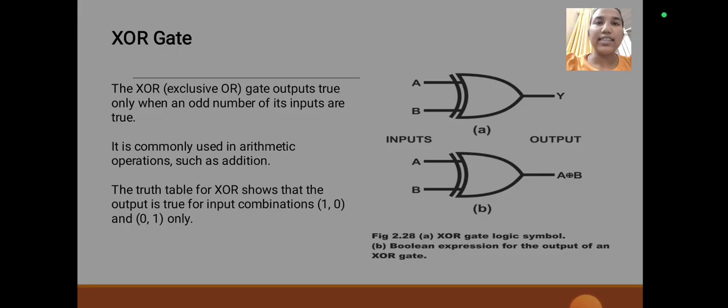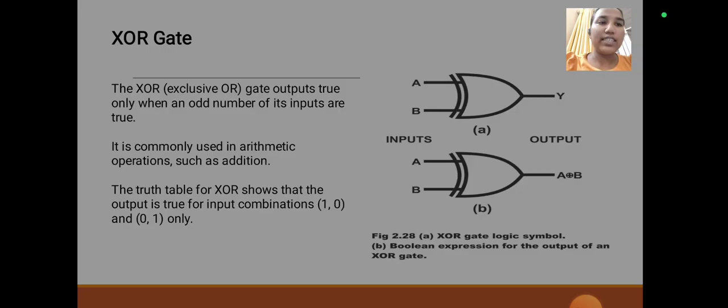XOR gate. The XOR gate, exclusive OR gate, outputs true only when an odd number of its inputs are true. It is commonly used in arithmetic operations such as addition. The truth table for XOR shows that the output is true for the input combinations 0, 1 and 1, 0 only.